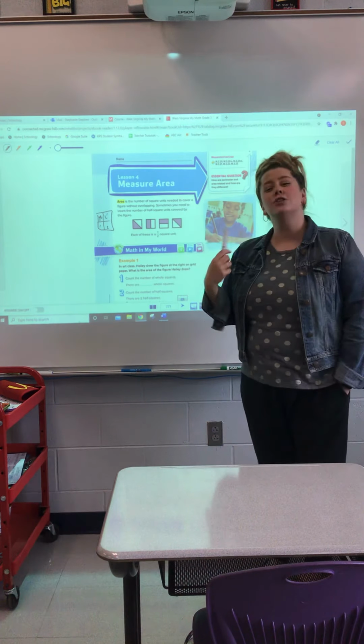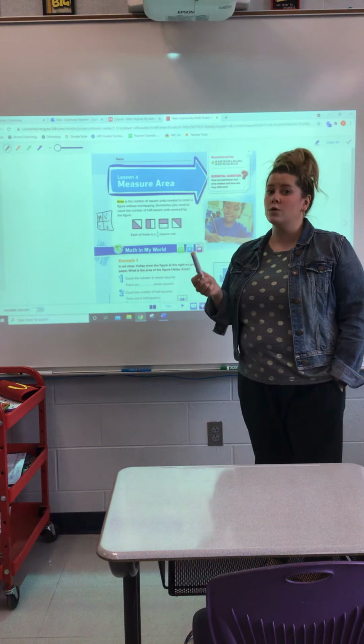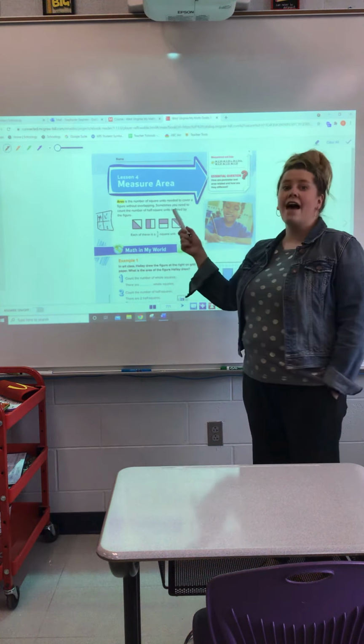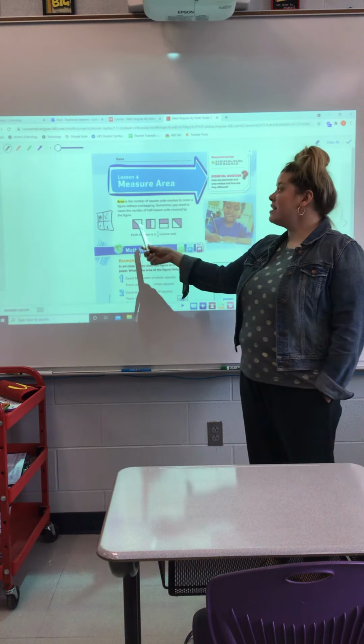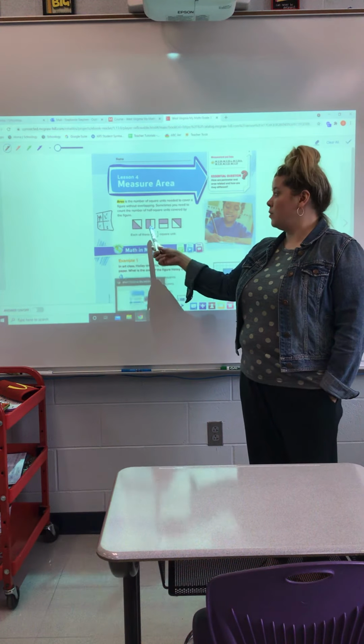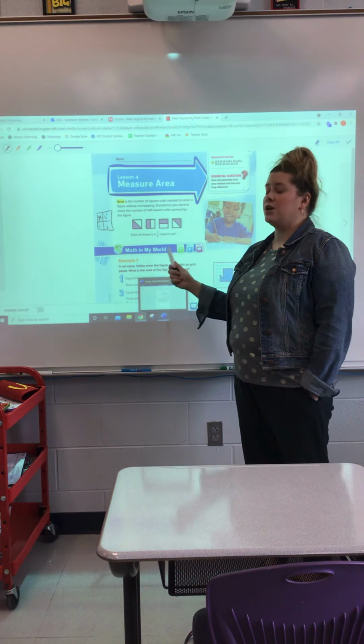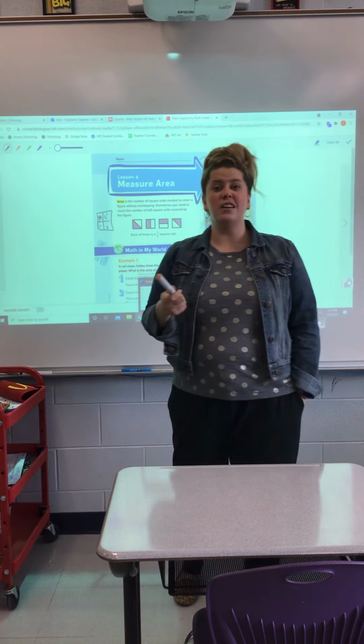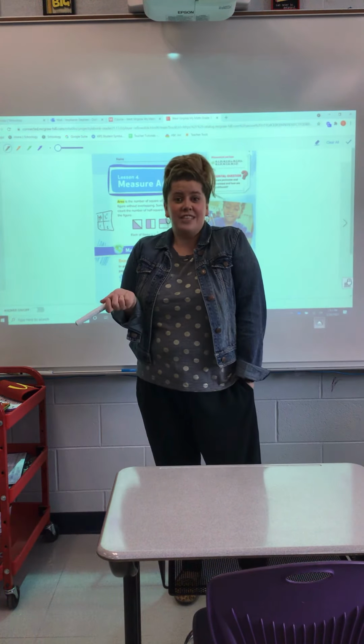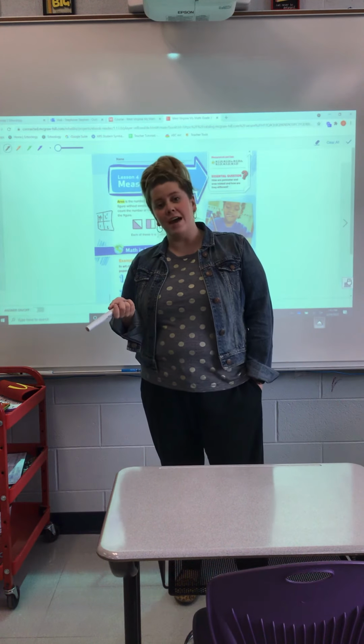However, sometimes your shape doesn't have whole squares. Sometimes you might have half square units, and they might look like this, or one of these two. And when you have a half square unit, you can't ignore it. You have to count it. So how do we do that?